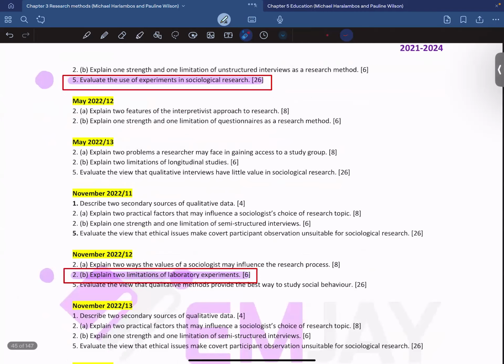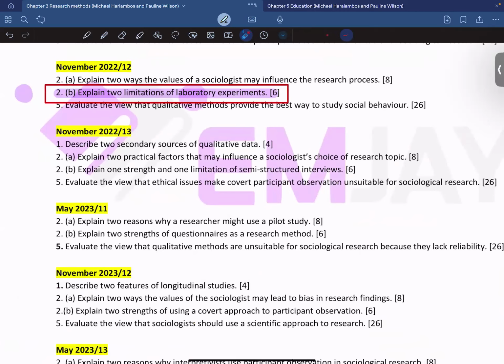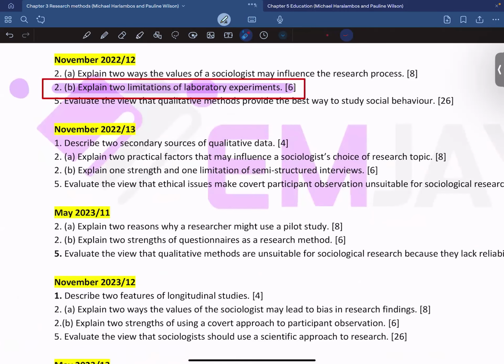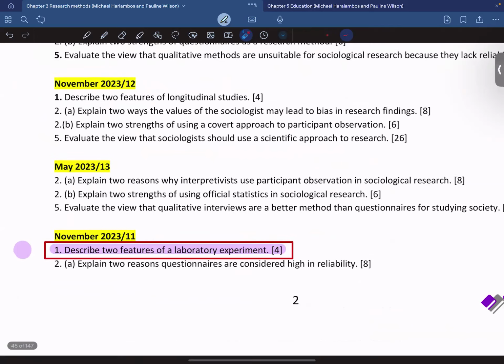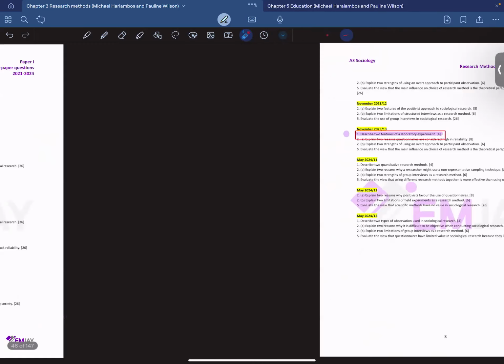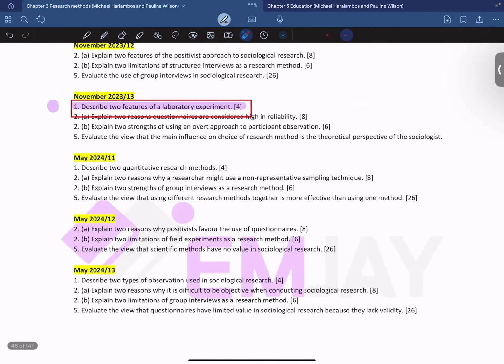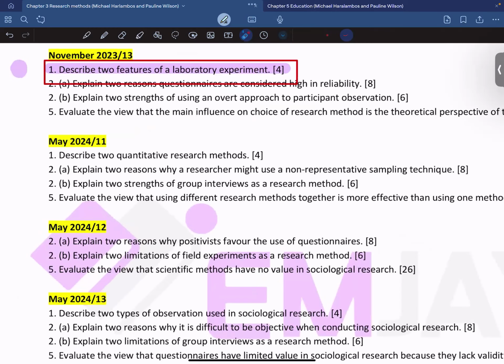Another question that we had in November 2022, variant 1.2, is a 6 mark question and it says, explain two limitations of laboratory experiments. Taking this ahead, in November 2023, variant 1.1, we had another question that says, describe two features of laboratory experiments. Another question in November 2023, variant 1.3, is probably the same question. The question over here again reads, describe two features of a laboratory experiment.